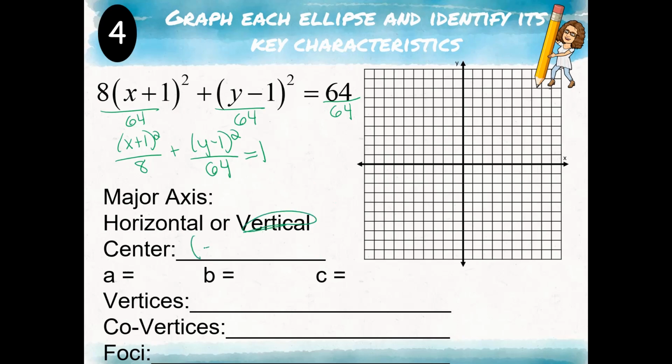My center is negative 1, 1. That is because of the positive 1 inside the x, so we have to think opposite, and then opposite on this y as well. So let's graph that dot here. Let's put a C on that so I know it's my center. Let's find our A. So our A is the square root of the bigger one, so that'll be an 8. My B will be the square root of 8, so that'll be 2 square roots of 2. And then my C, I need to do 64 minus 8, which would be 56.